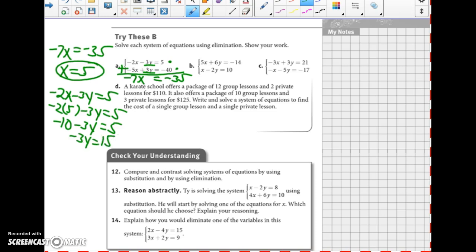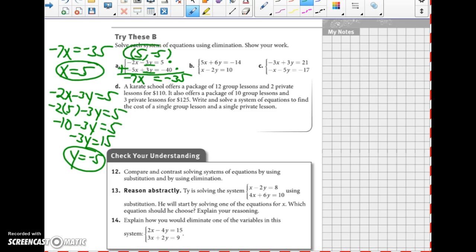Now what do? Divide by negative 3. So how much is 15 divided by negative 3? Negative 5. There you go. All right, so now what's the answer we're going to put down? 5 comma negative 5. Remember, it's a coordinate point. Unless it's a word problem, you put down a coordinate point. So you're going to put down 5, negative 5.